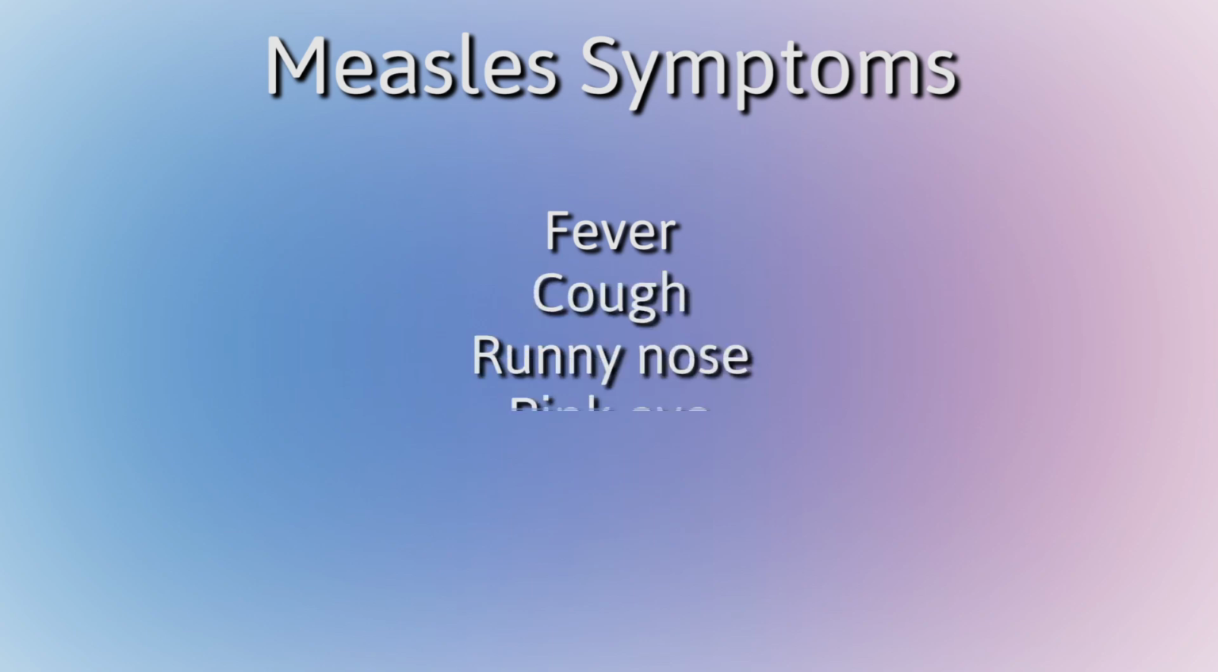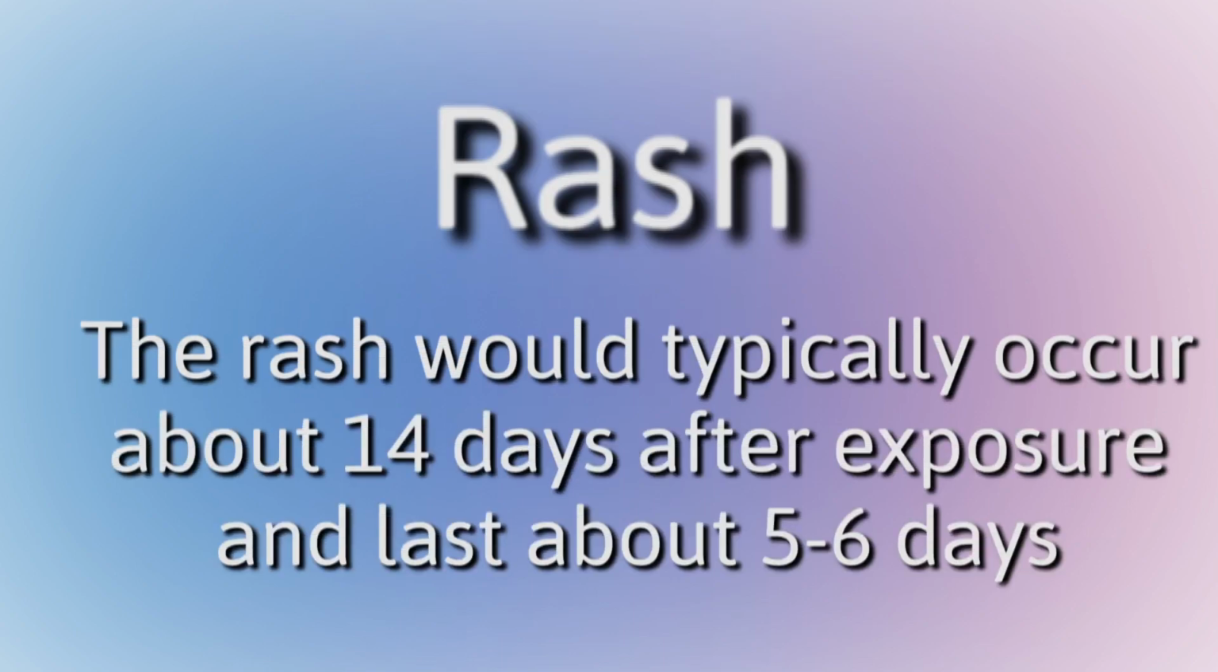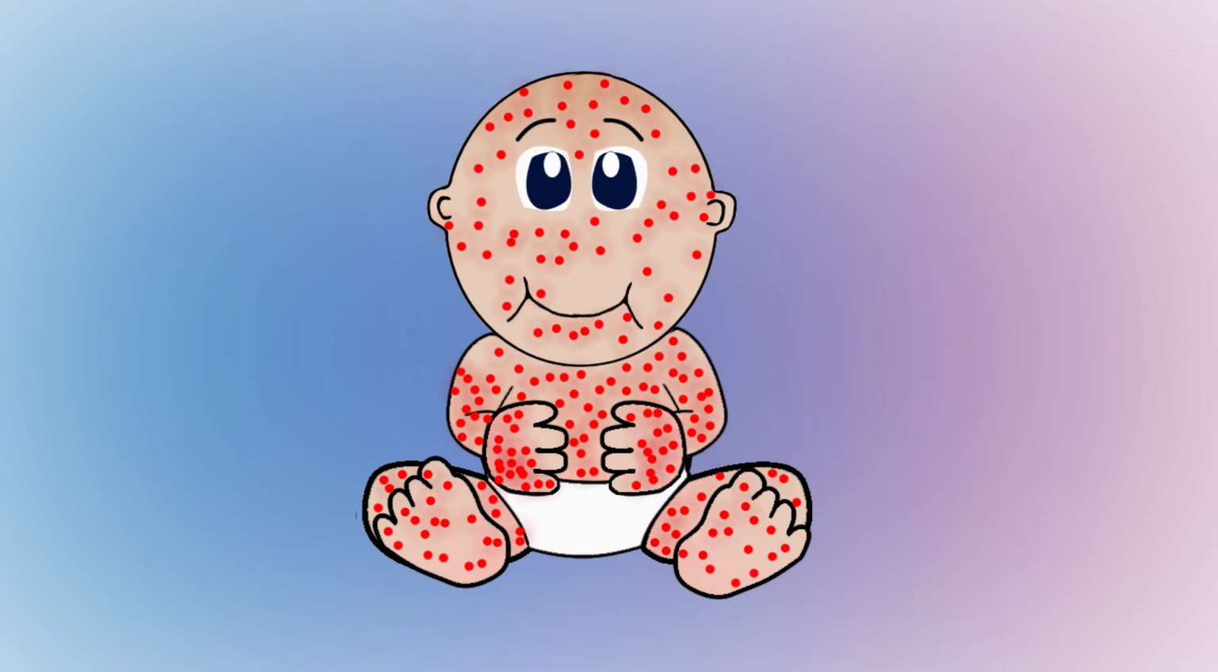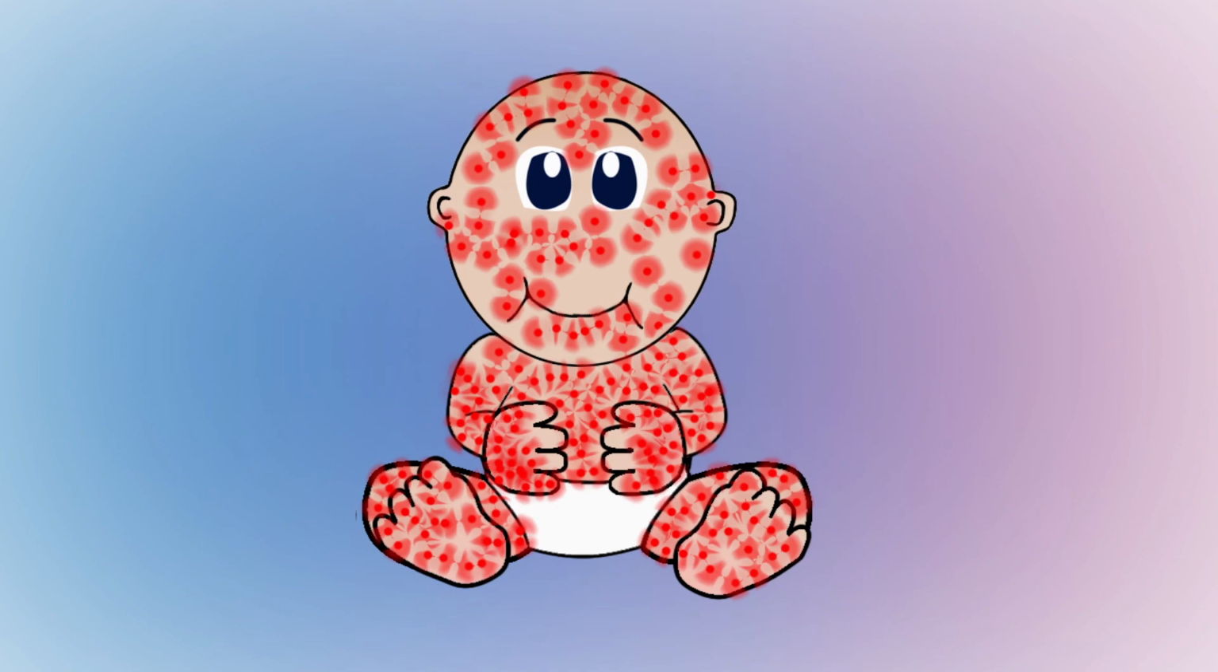Symptoms of the measles included fever that was often above 103, cough, runny nose, pink eye, and a rash. Now, this rash would typically occur about 14 days after exposure and last 5 to 6 days. It would start on the face and go from the top of you to the bottom, and typically would start off as little red bumps that would then all get together and make one big red rash.